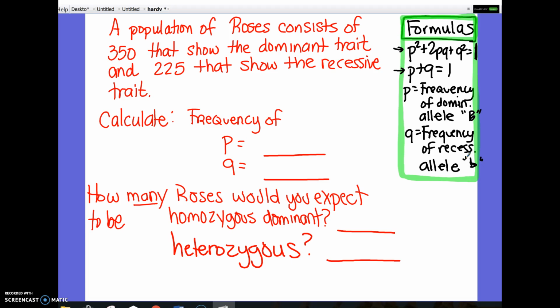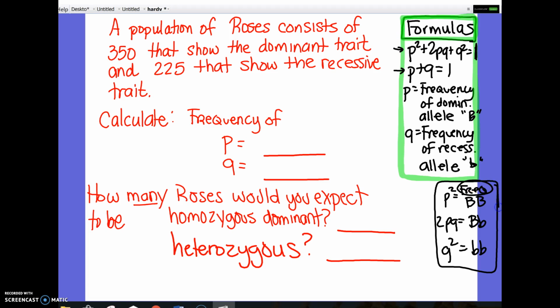What you're not told, and you must know, is that p squared is the frequency of homozygous dominant, big B, 2pq is the frequency of heterozygous, and q squared is the frequency of recessive. Remember, the word frequency does not give you any clues about which thing you're solving for. A frequency is just a decimal. When you multiply a frequency times 100, you get a percent. So this is going to be your key. Technically, I have never once seen where you had to actually plug numbers into this Hardy-Weinberg formula, but you must know what the variables stand for.